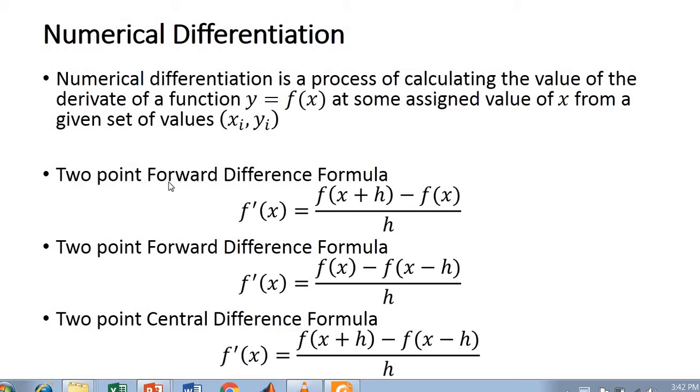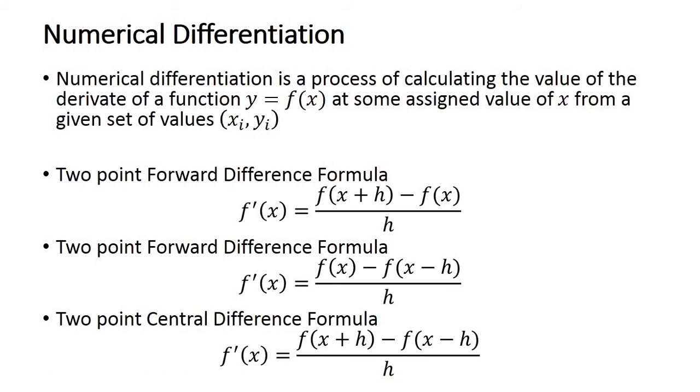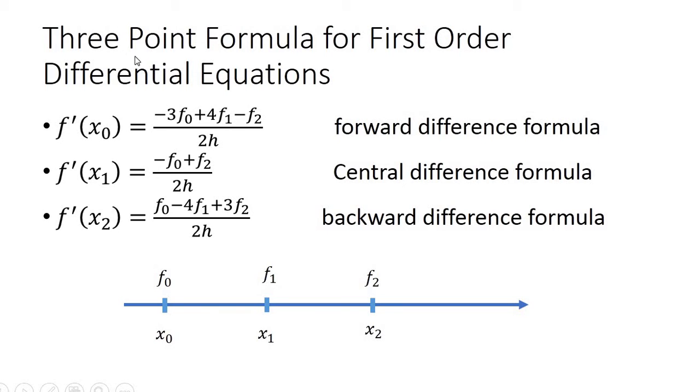So in numerical differentiation we have the following points: the 2-point difference formula, which is given by f of x plus h minus f of x. The 2-point backward formula has minus h. The central is f of x plus h minus f of x minus h. And then the 3-point formula.